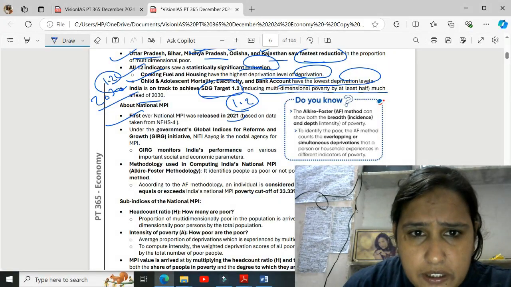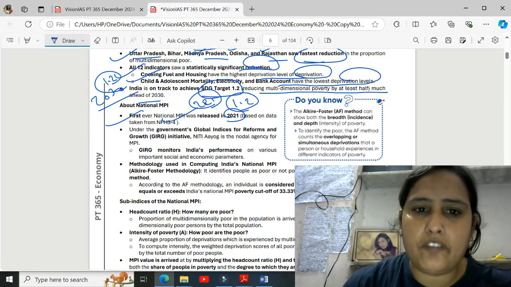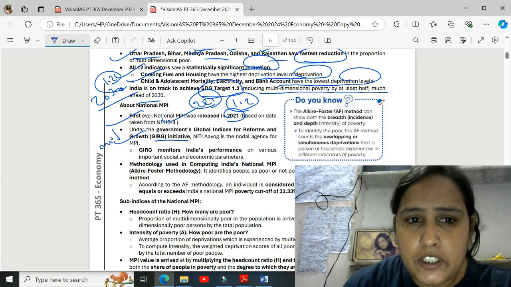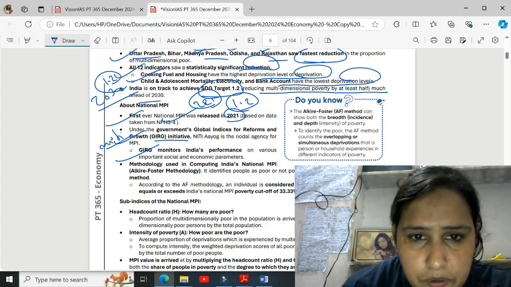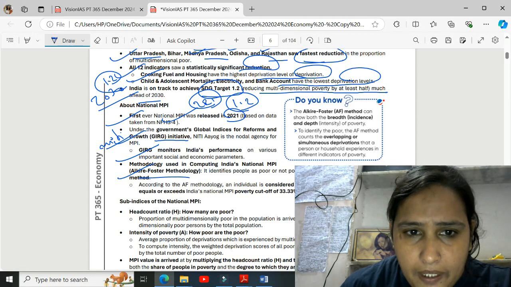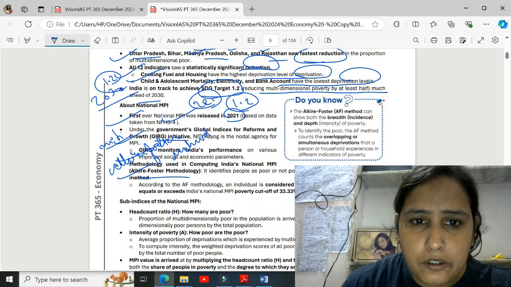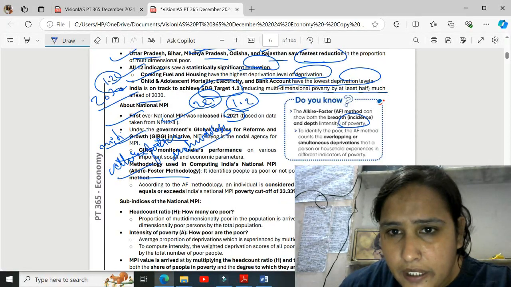The national MPI was first released in 2021, based on National Family Health Survey 4. Under the government's global indices, GIRG, the Global Indices for Reforms and Growth initiative from NITI Aayog, monitors India's performance on various important socio-economic parameters. Methodologically, the computing of India's national MPI uses the Alkire-Foster methodology, which is important to capture the breadth, incidence, and intensity of poverty.